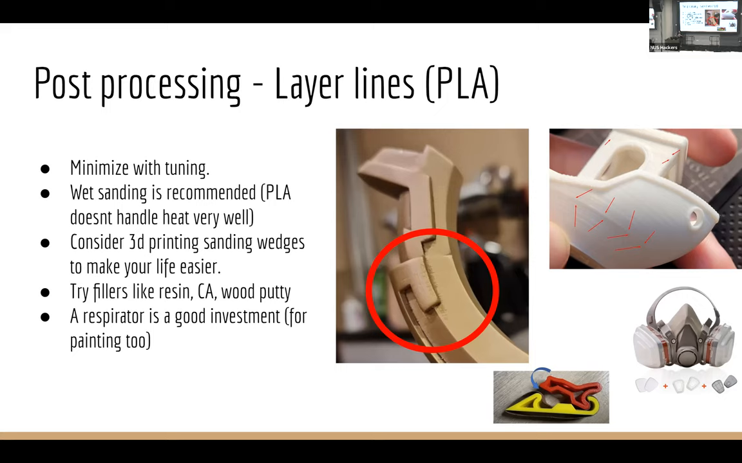You can add fillers between the layers, like wood putty or super glue, and add layers of resin or super glue between sanding runs. It will help give a very smooth finish. And if you have a 3D printer, consider printing tools to make sanding easier. So this is a sanding block. You can wrap your sandpaper around it so it becomes easier to sand.